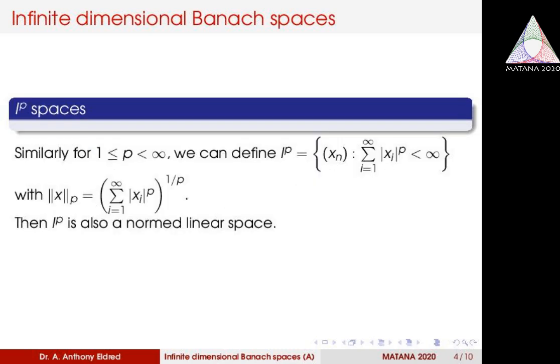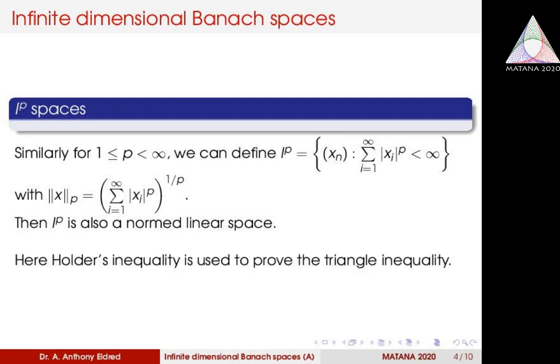Similarly, we can define ell-p to be the set of all sequences satisfying summation i equal to 1 to infinity modulus of xi to the power of p less than infinity, so that we can define the p norm of x as the summation i equal to 1 to infinity modulus of xi to the power of p, raised to the power of 1 by p. So the pth root of summation i equal to 1 to infinity modulus of xi to the power of p. Then ell-p is also a normed linear space, and again we have to use Holder's inequality to prove the triangle inequality. So ell-p is a normed linear space for 1 less than or equal to p less than infinity.